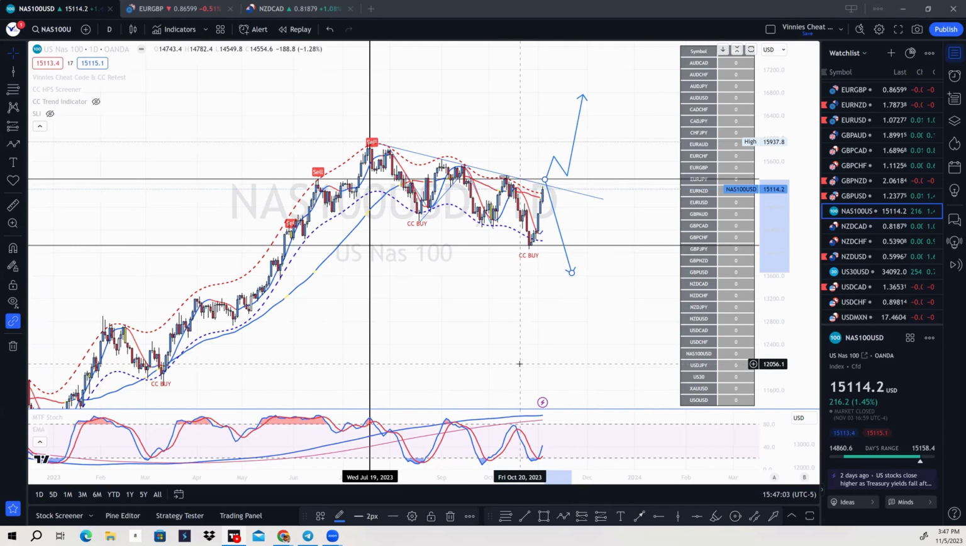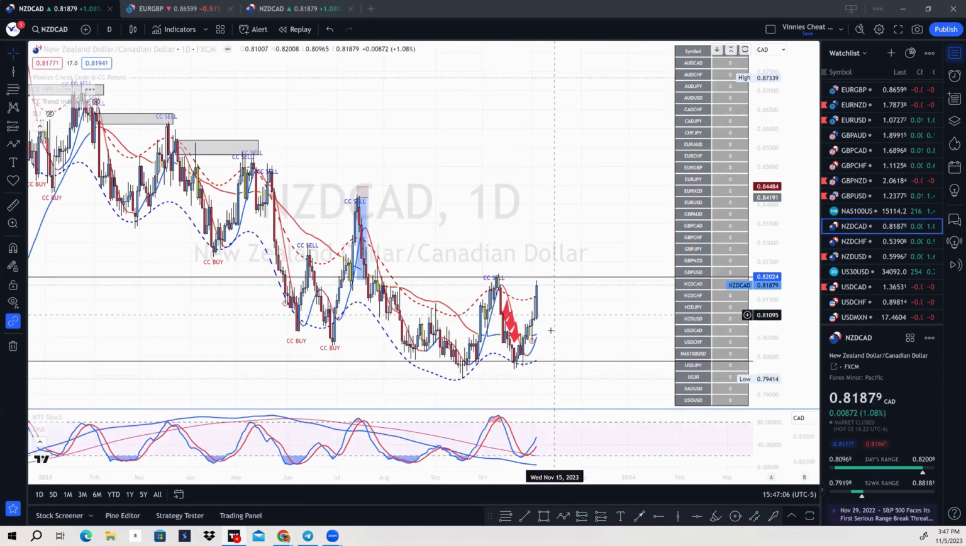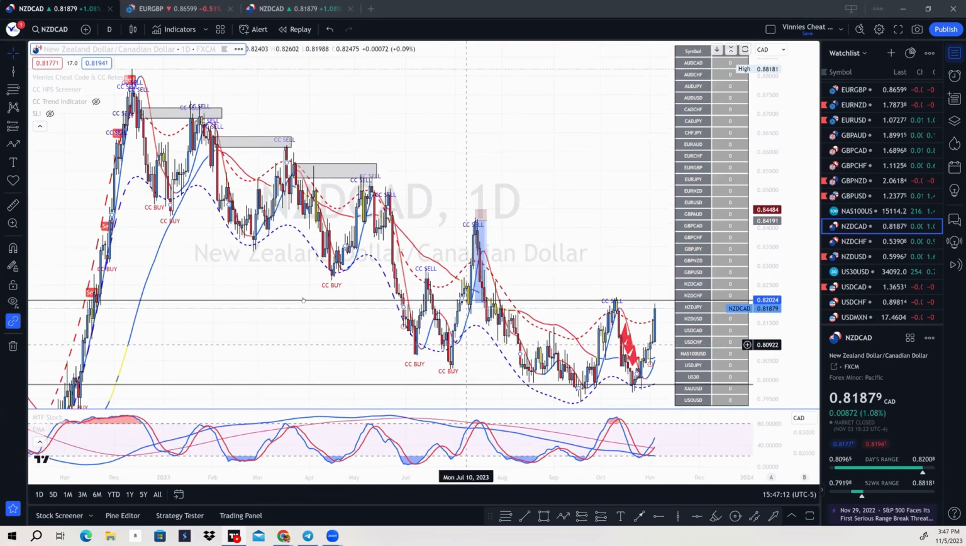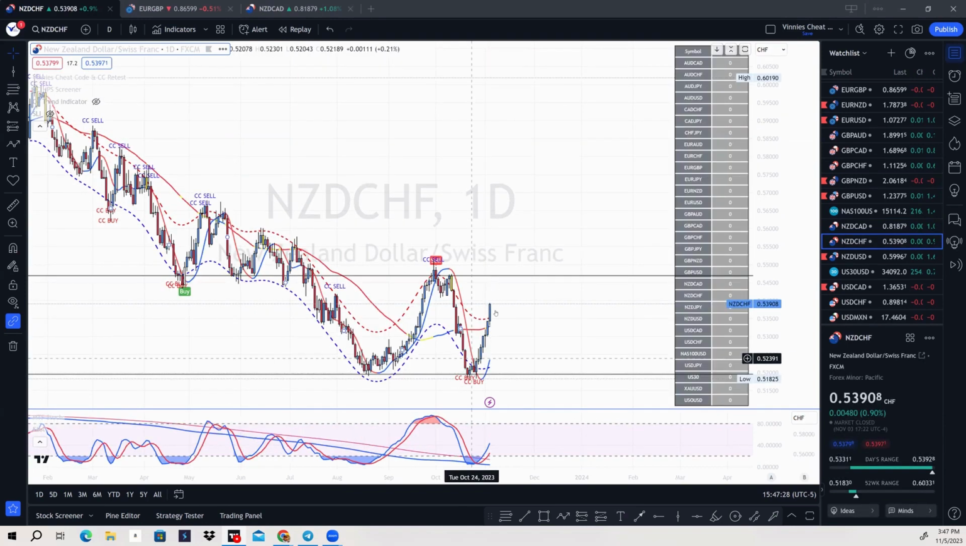NZD CAD, I'm looking for price to continue higher. Overall trend is bearish, as you guys can see, lower lows, lower highs. I am looking for price to continue higher to break this previous high here to continue pushing up higher on NZD CAD. Same thing with NZD Swiss. Traded this pair, nice movement last week. It had nice strong bullish movements last week. I am expecting price to break this high here and then receive a pullback.